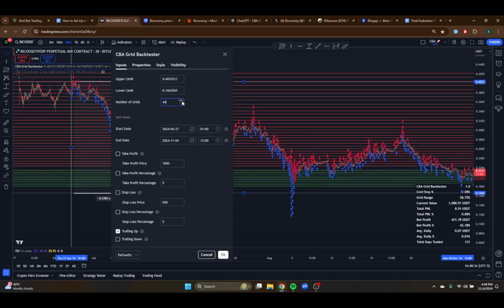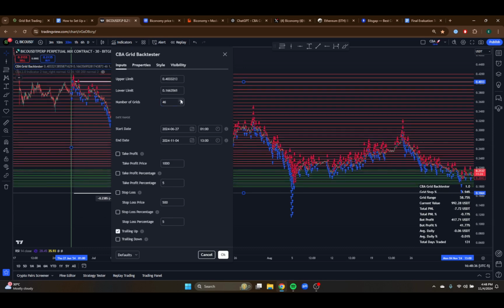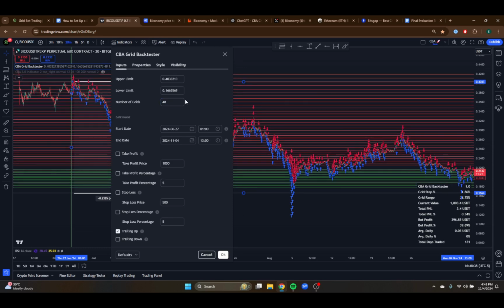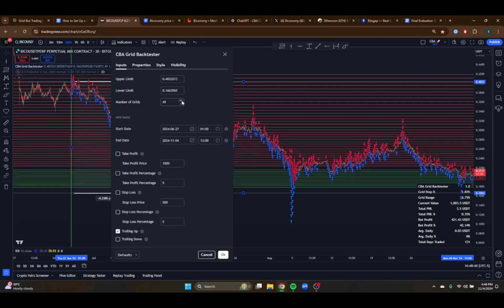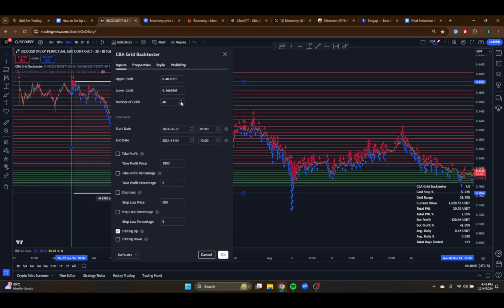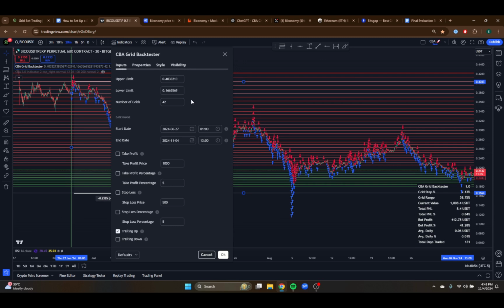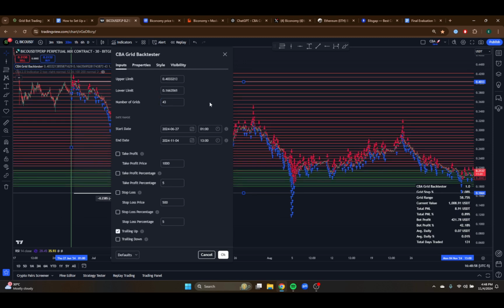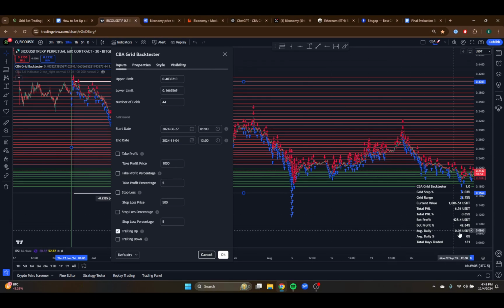Okay, 43, 46, 48, 49. Okay. We might want to increase this just a little bit more, just to keep it safe, right? So we're gonna keep it at 40, maybe let's do 44. Yeah, 44 grid levels.